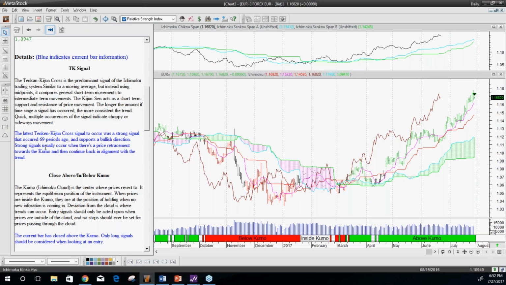So for me, as somebody that isn't familiar with it, it's really helpful to know that the Tenkan cross is a predominant signal of the Ichimoku trading system, similar to a moving average, but instead it uses midpoints. It gives me some basic information, but then it also relates it to the current bar and the current condition and the current state of the chart, if that makes sense. So the latest Tenkan Kijun cross was a strong signal and occurred 69 bars ago and supports a bullish direction. Strong signals usually occur where there's a price retracement. So I think there's some incredible value from an educational perspective right here.